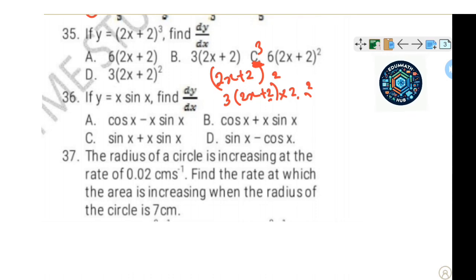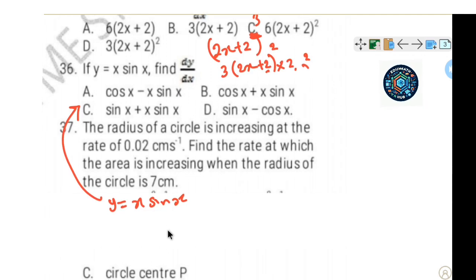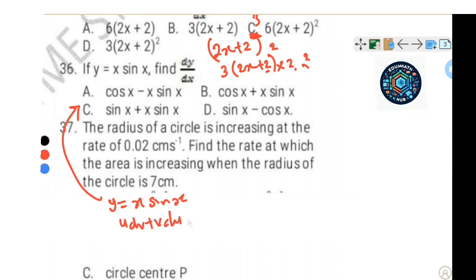So number 36, if y equals x sine x, you have to find dy/dx. This is differentiation. To differentiate this, you use the product rule. The product rule is very simple: you write down the first, differentiate the second, plus write down the second, differentiate the first. Mathematically, you can write the formula like this: u dv plus v du. It's very, very simple.